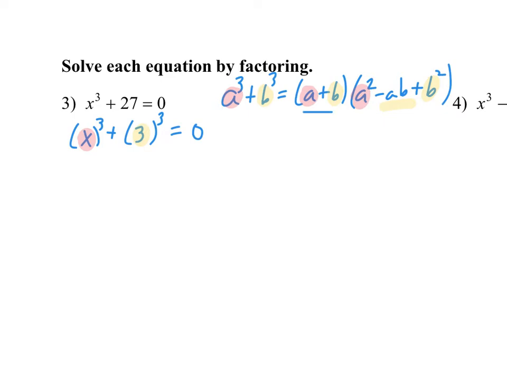It's going to be a plus b, so x plus 3. Then we do the a squared minus ab plus b squared, so it's going to be x squared minus the a times the b, so the x times the 3, and then plus the b term, which is 3 squared. That was the step to get the expression factored, and now we still need to solve the equation.